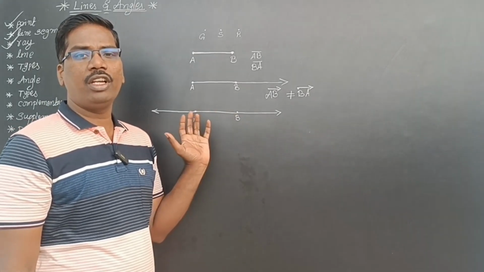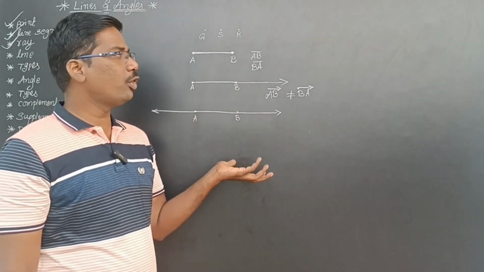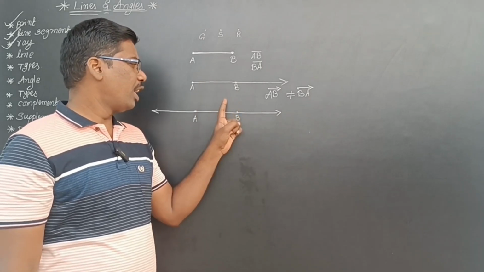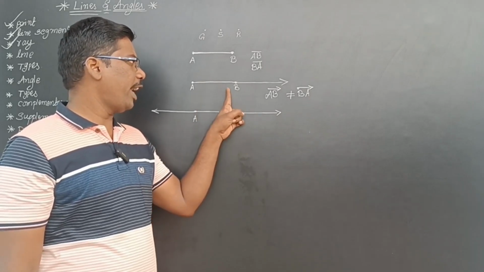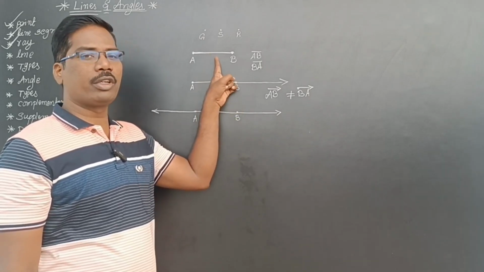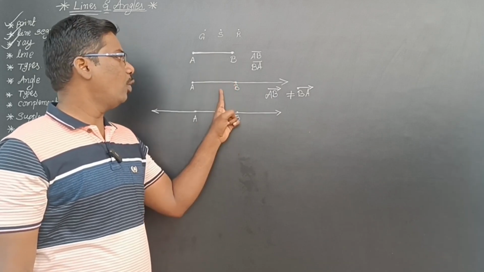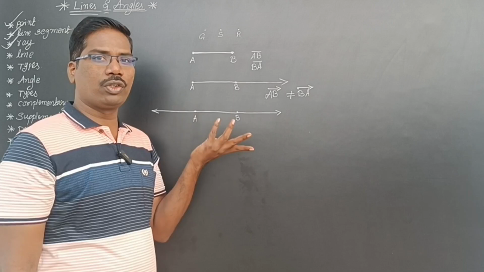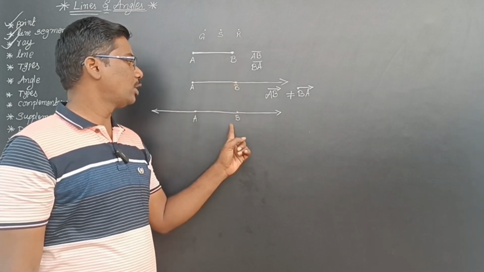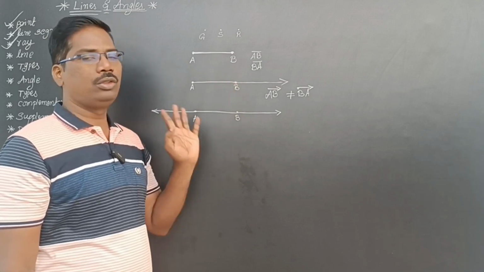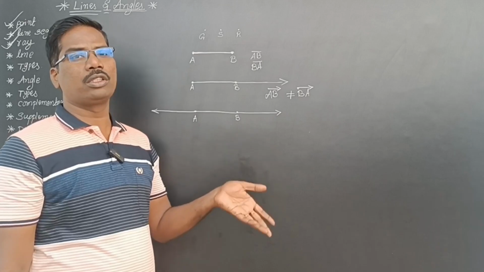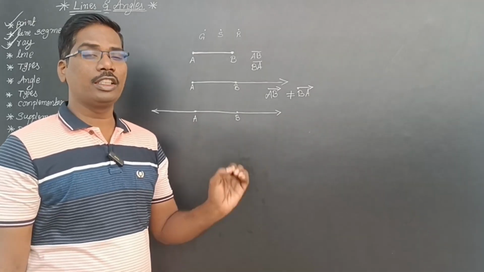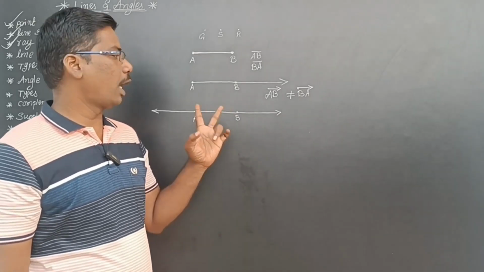A straight line has no endpoints. So, that's what we can say: a line has no endpoints, a ray has one endpoint, a line segment has two endpoints. See, 0, 1, 2 or 2, 1, 0, that is your wish.